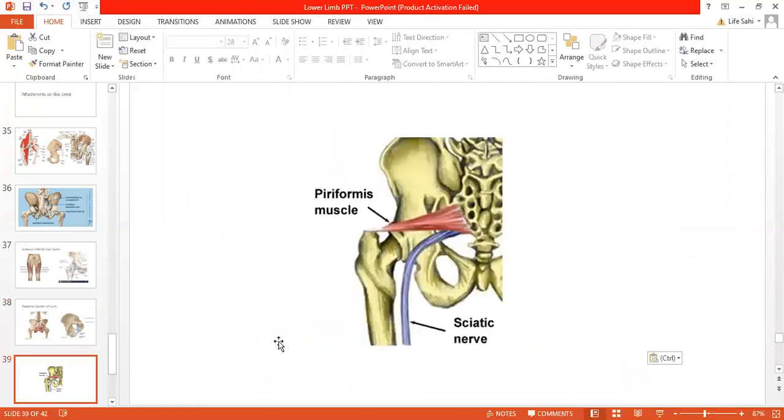Next, the posterior border of the ilium provides attachment to the piriformis muscle. Piriformis muscle arises from the ventral surface of the sacrum, passes through the greater sciatic foramen to enter the gluteal region in order to get attached over the upper end of the femur.